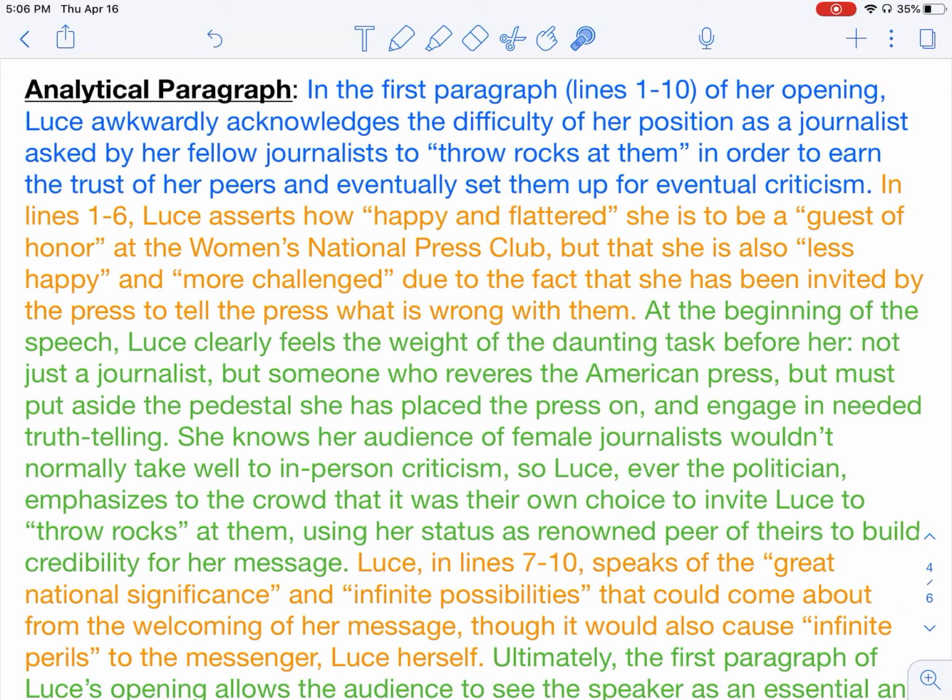In the first paragraph, lines 1 through 10 of her opening, Luce awkwardly acknowledges the difficulty of her position as a journalist, asked by her fellow journalists to, quote, "throw rocks at them," unquote, in order to earn the trust of her peers and eventually set them up for eventual criticism.